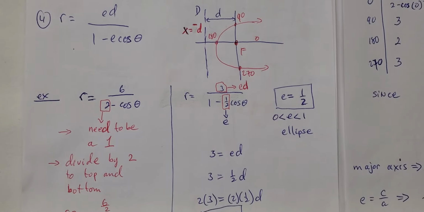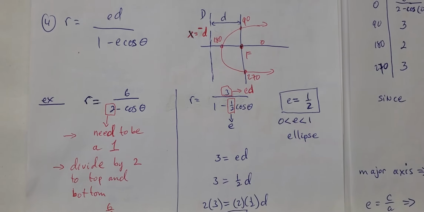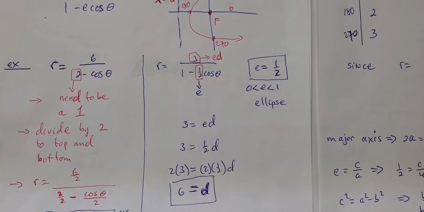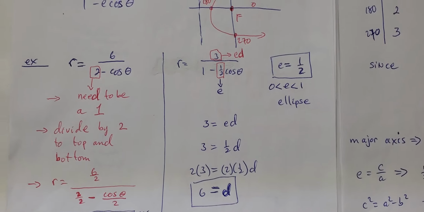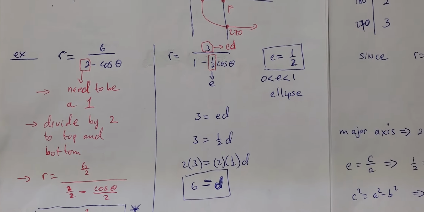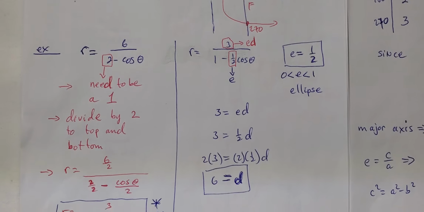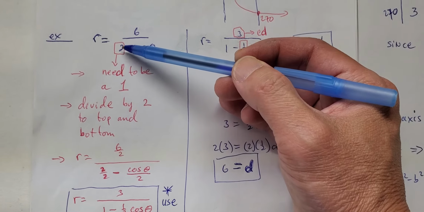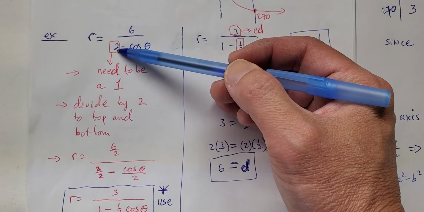This is the second part of polar equations for conics. I am continuing from the same example as I did in part 1, but I want to come back and emphasize what we need to focus on. Number 1, we need this to be a 1. Whatever that number is, divide by it.